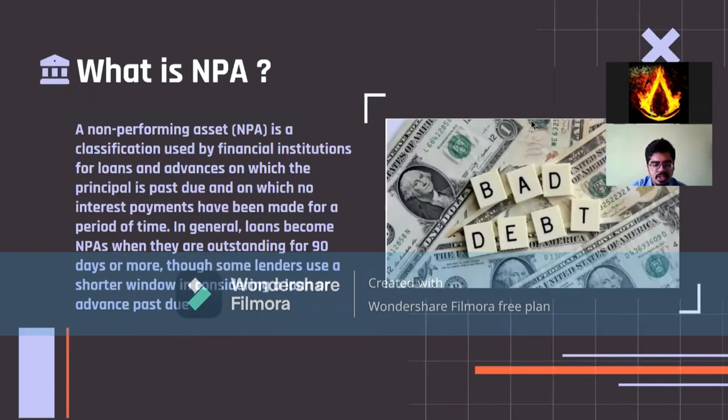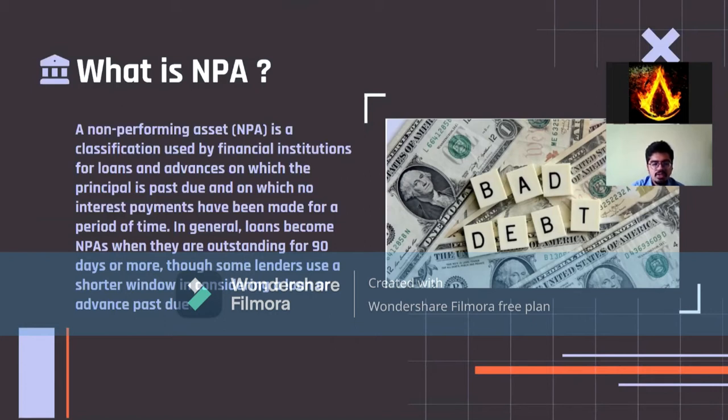So first we need to understand what is NPA. NPA is a classification used by financial institutions for loans and advances on which the principal is past due and on which no interest payment has been made for a period of time. In general, loans become NPA when they are outstanding for 90 days or more.